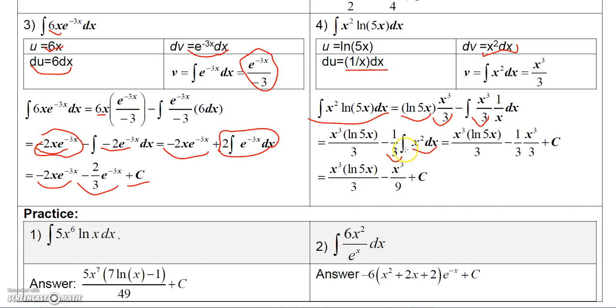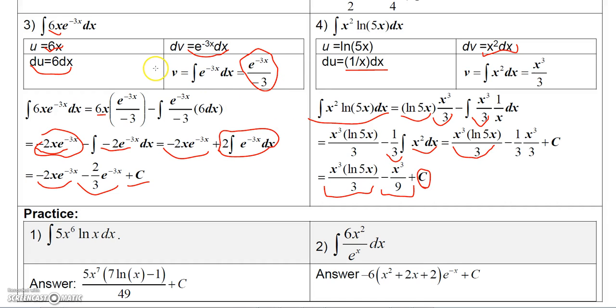And so now I have to evaluate this integral, x squared dx, which we know is just x cubed over 3. So I have this first term that I just carried over, and then I have minus 1/3 times the integral of x squared, which is x cubed over 3. And then when I multiply minus 1/3 times this, I actually get minus x cubed over 9. So that's where I get the 9 from. So I get this first term here, and then the result of my integral, minus x cubed over 9, and then of course don't forget your constant right there.